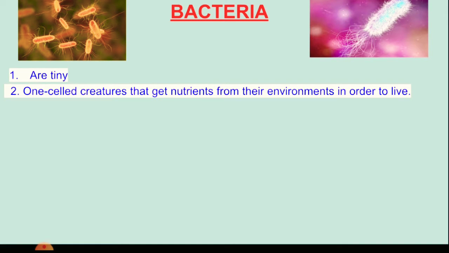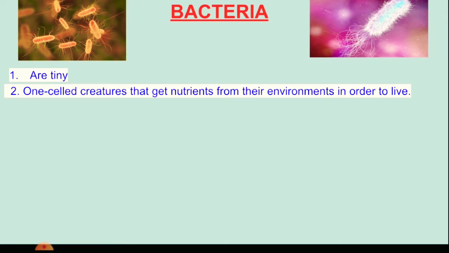So you can see they are very tiny. As we already learned, germs are very tiny organisms which we can't see with the naked eye. To see them we need a special instrument called a microscope. First of all, bacteria are very tiny. Secondly, these are one-celled creatures that get nutrients from their environments in order to live.